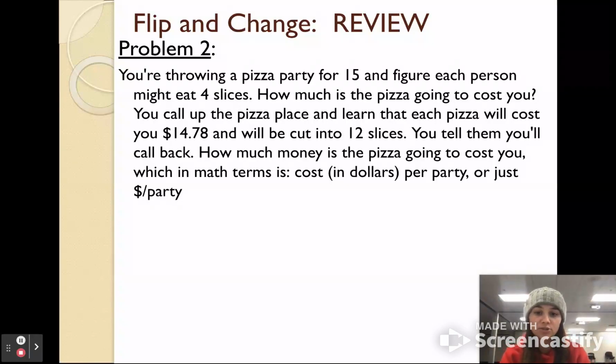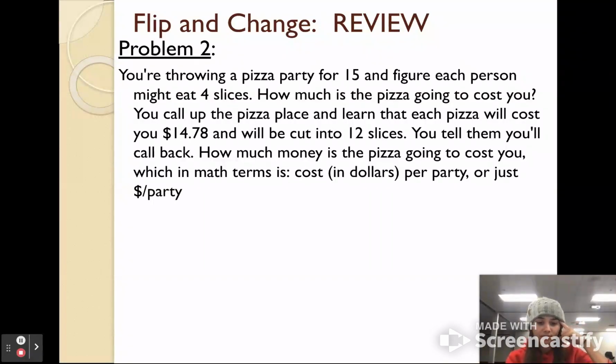So this problem says you're throwing a pizza party for 15 and figure each person might eat 4 slices of pizza. How much is the pizza going to cost you? This is a great question. So you call up the pizza place and learn that each pizza will cost $14.78 and is cut into 12 slices. You'll tell them you'll call back. How much money is the pizza going to cost you? Which in math terms, cost is dollars per party or just dollars per party.